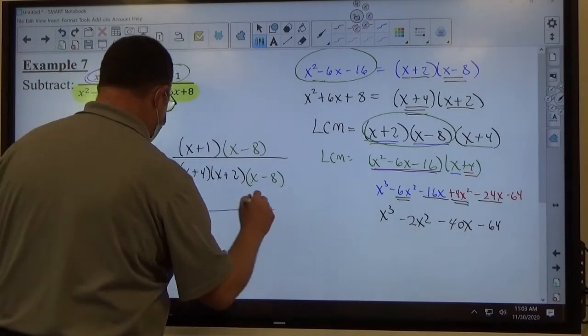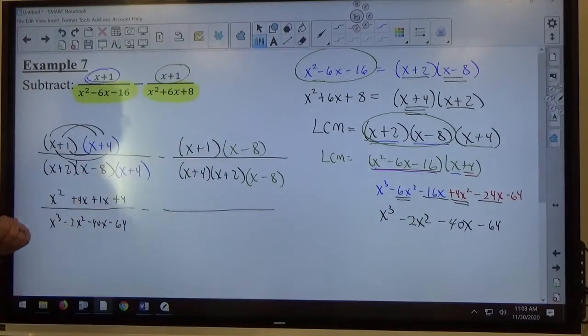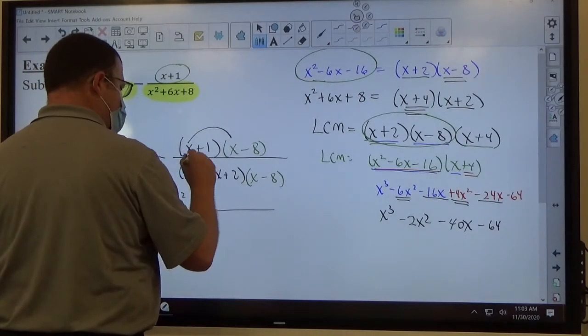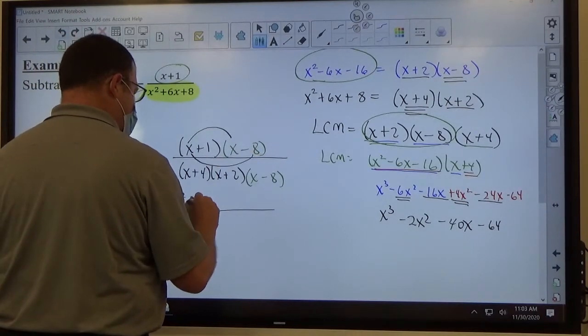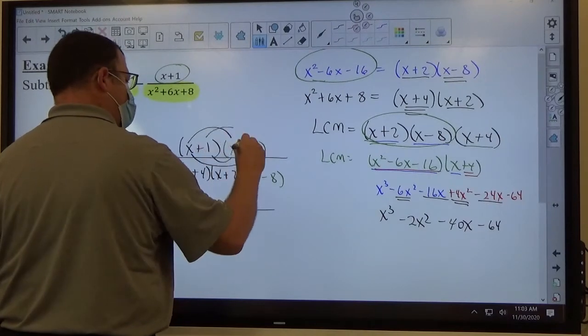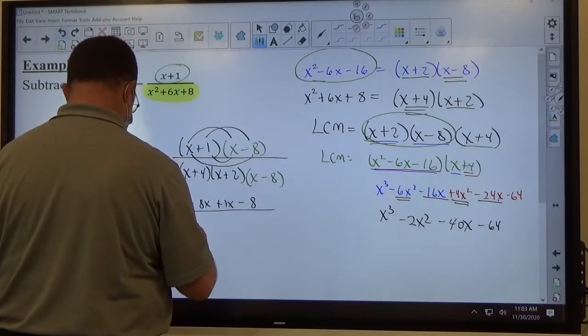The second fraction, again, it's subtracting, so I want to get everything simplified first before I start worrying about subtracting things. FOIL the top, x times x is x squared. X times negative 8 is negative 8x. 1 times x is positive 1x. 1 times negative 8 is negative 8.